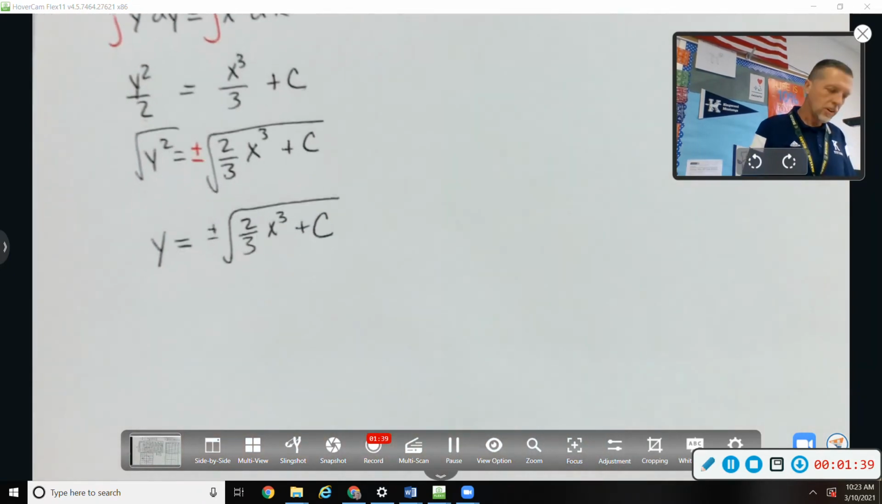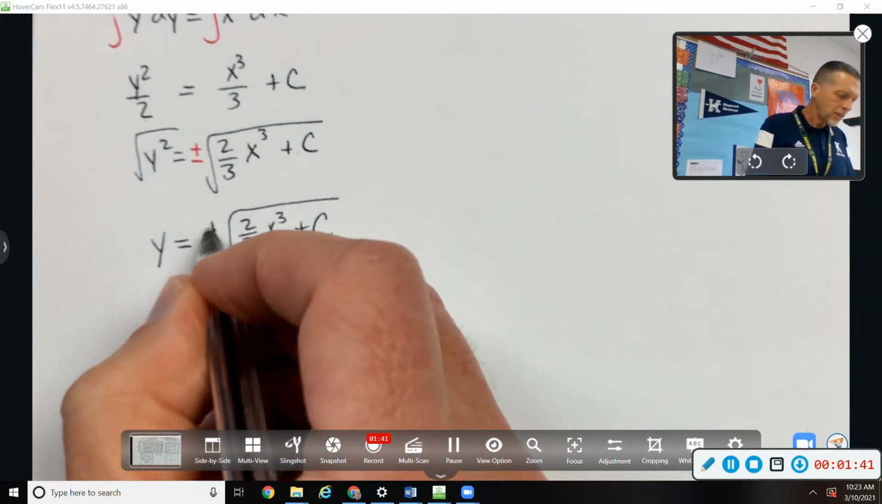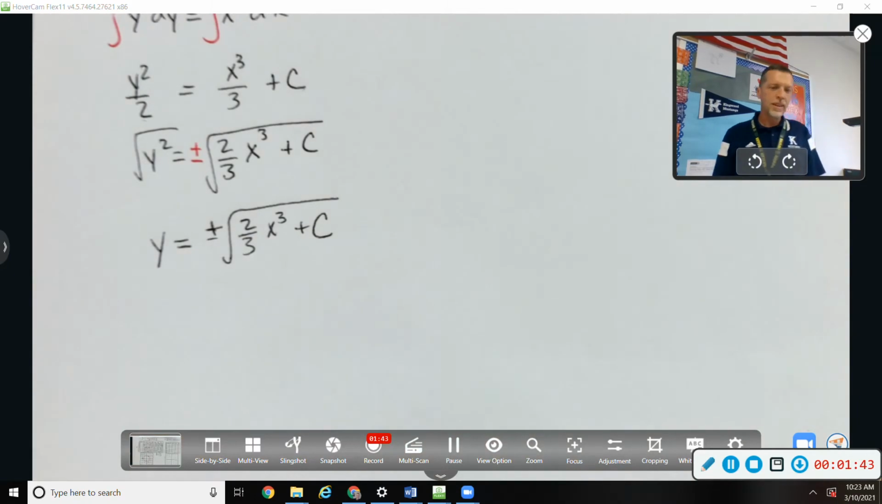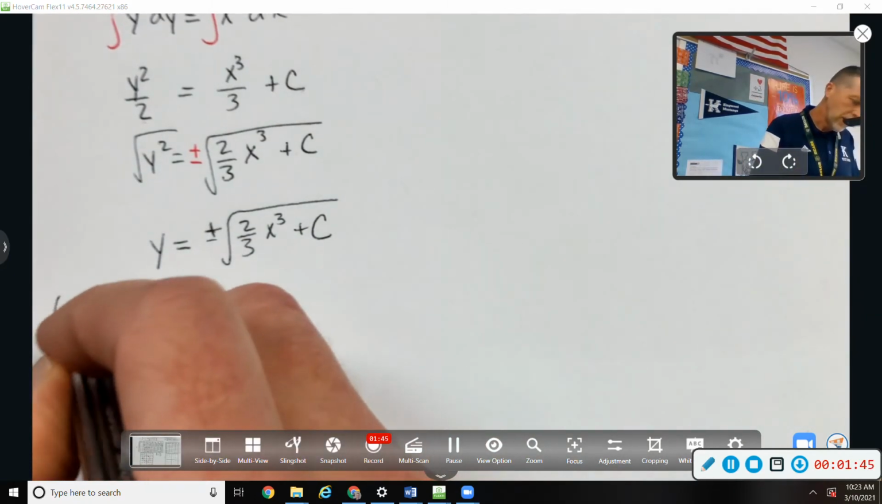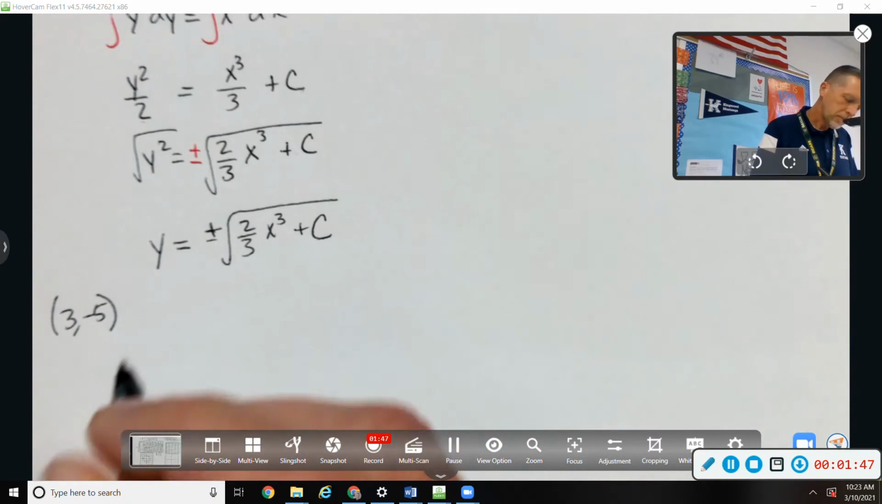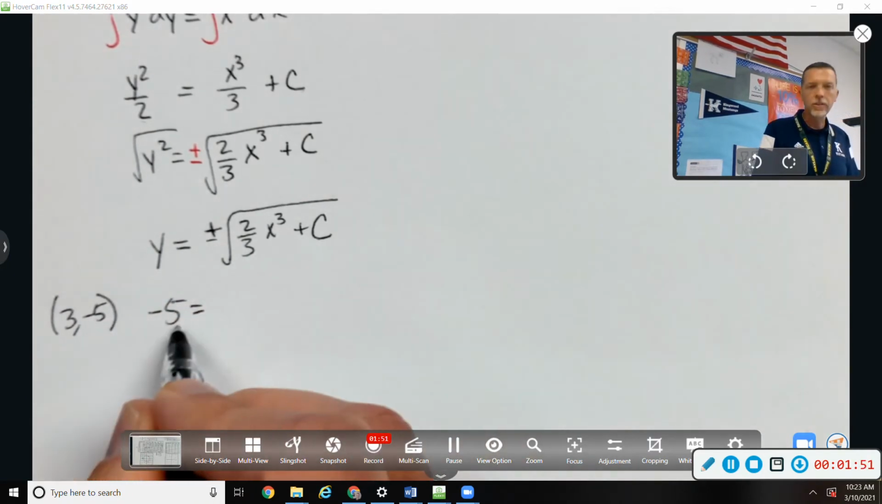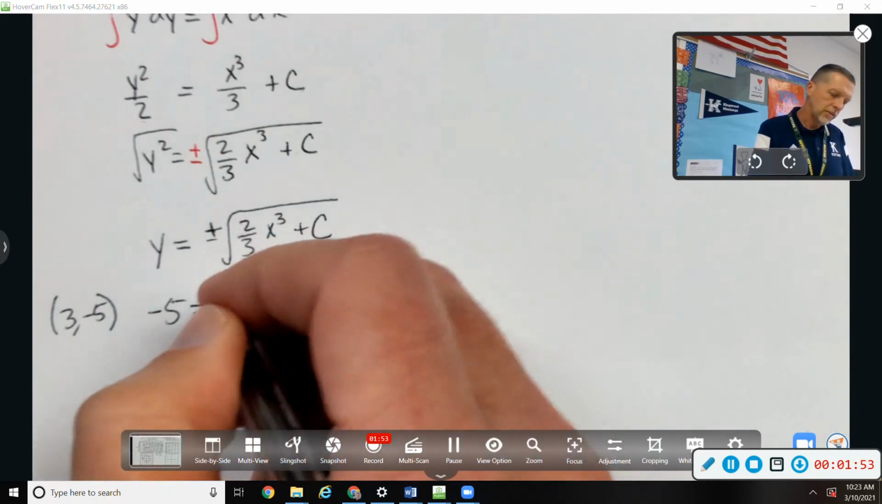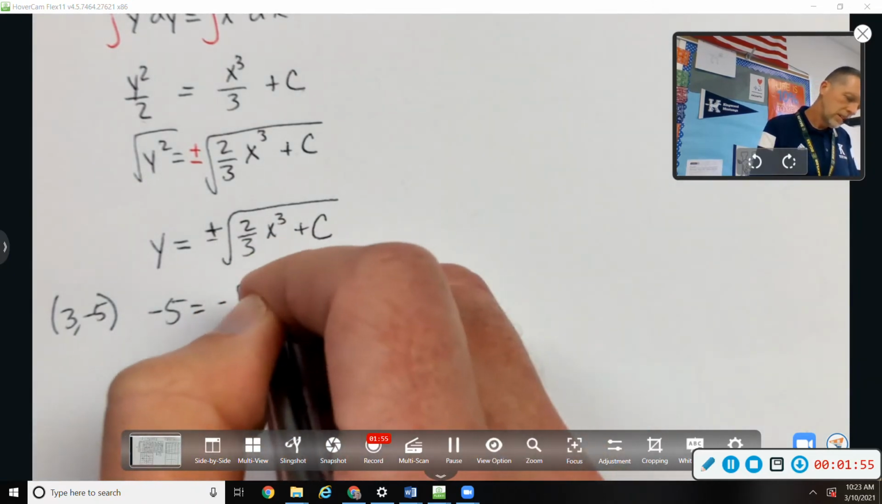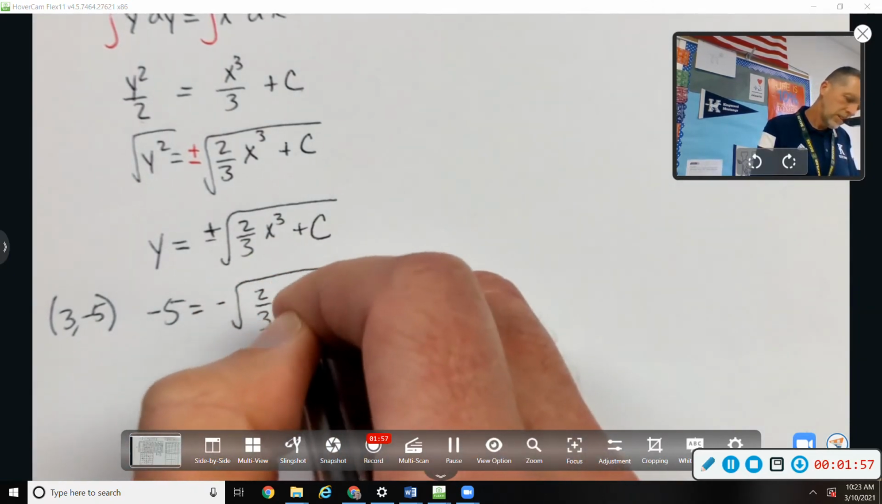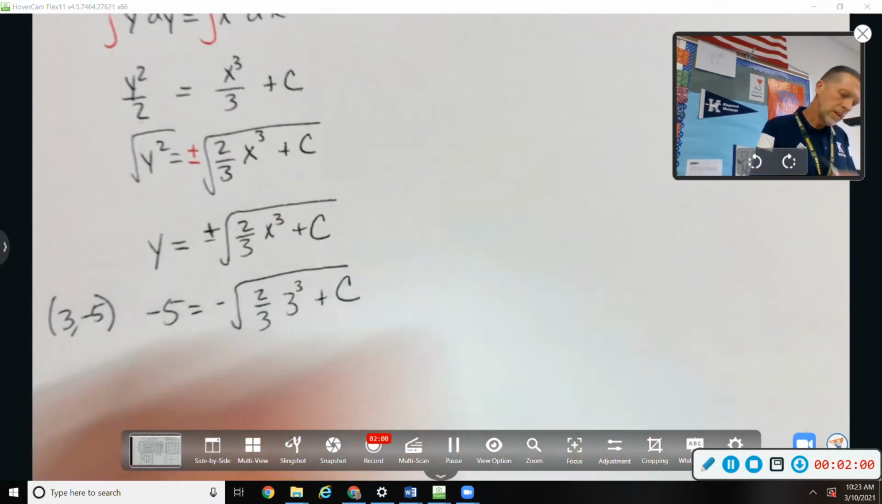So I've got it solved. It's not plus and minus because then it wouldn't be a function. It's plus or minus. And maybe this will help me figure out which one it is. I think I just got my answer. If negative 5 goes in for y, it's going to have to be the negative one. 2/3, 3 cubed, plus c.